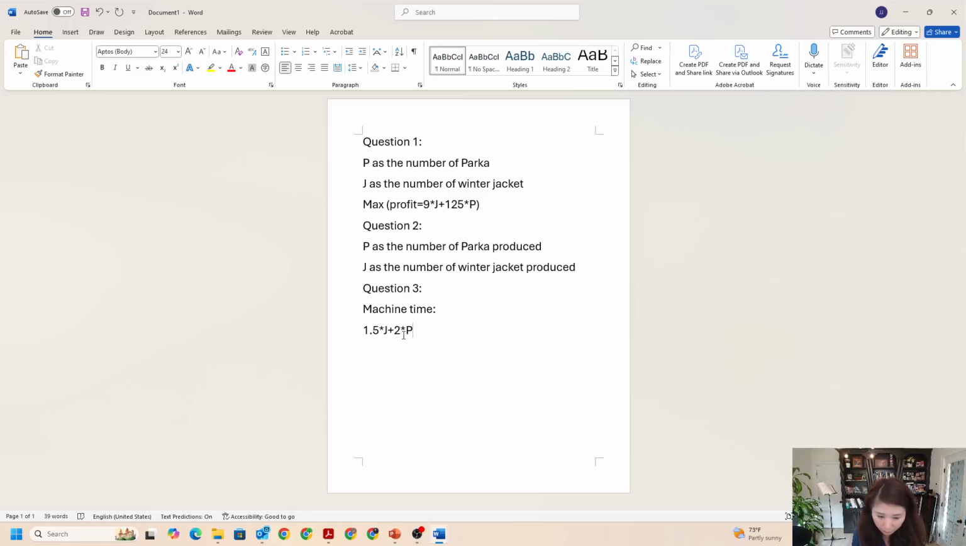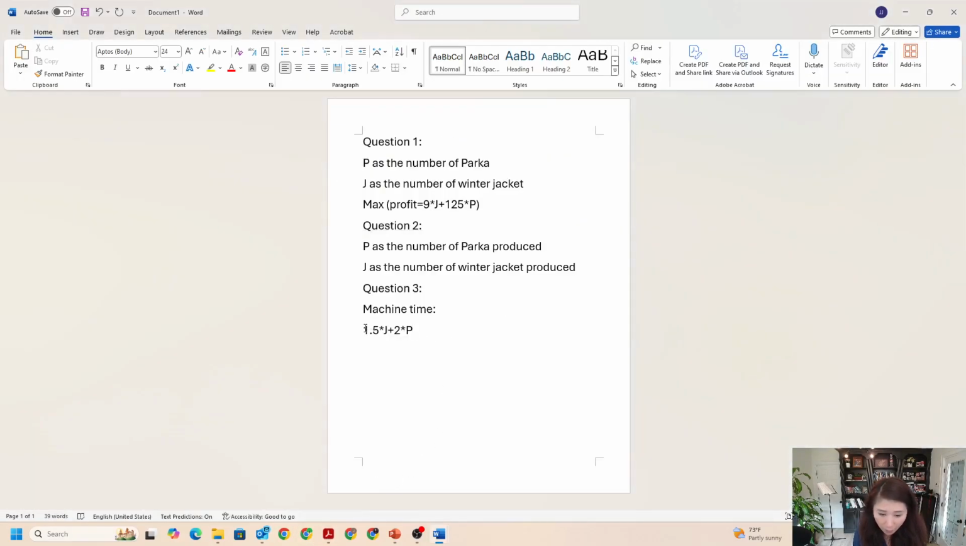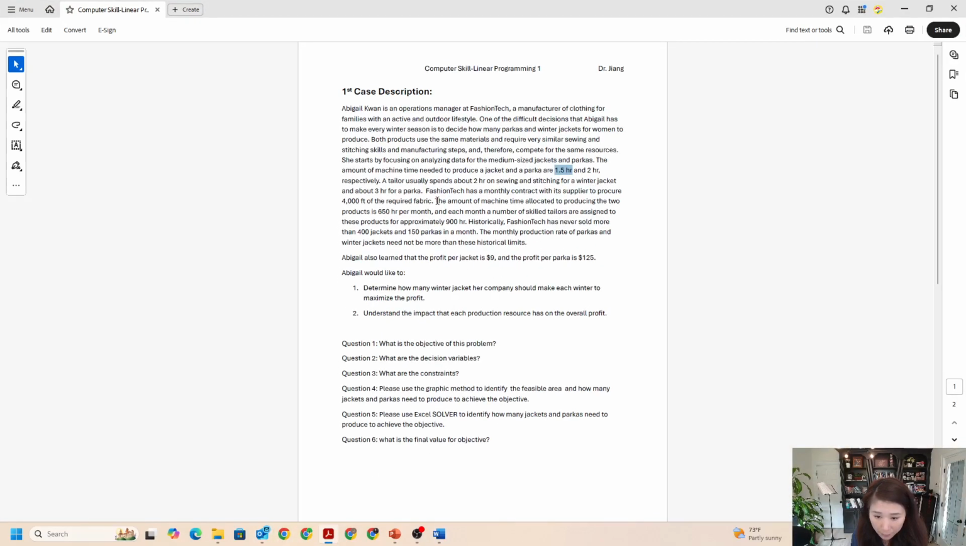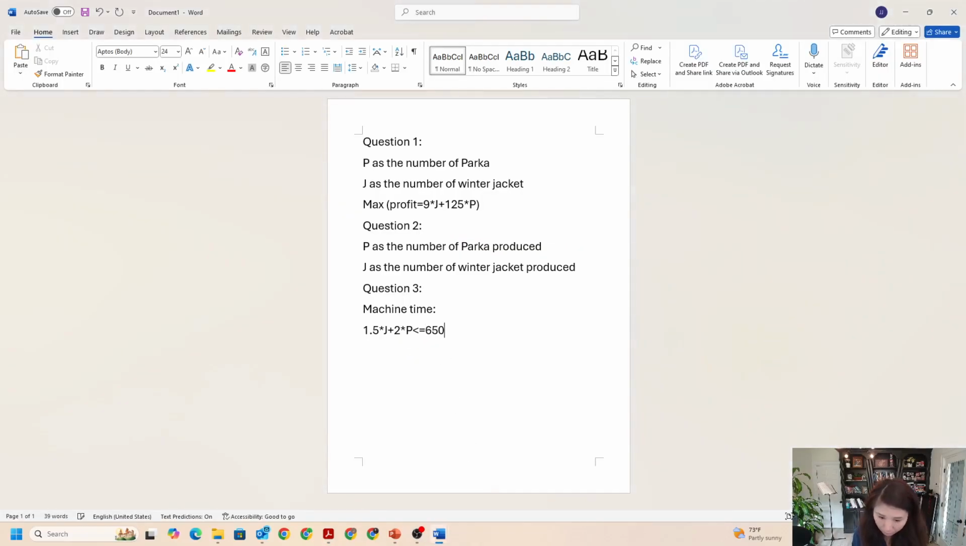Okay, make sure I didn't flip this. So 2 hours for the Parkers, right? 2 hours is Parker, yes. So this is how much time we will spend producing J amount of the jacket and P amount of Parker. However, this has to be smaller than or equal to that limit, right? So what is that limit? The limit here states the time allocated to produce 2 products is 650 hours. So that is my upper boundary, 650.